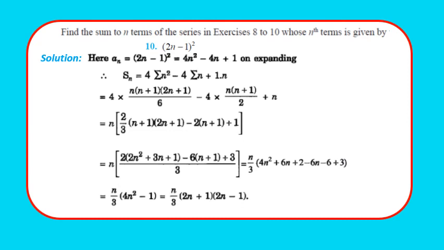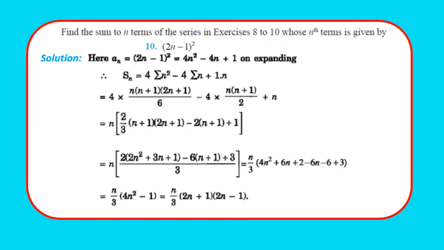Next we have question 10. Find the sum to n terms of the series (2n minus 1) whole square. Nth term is given. So an equals (2n minus 1) whole square, which is equal to 4n square minus 4n plus 1. So Sn will be equal to 4 into sigma n square minus 4 into sigma n plus 1 into n. If we add 1 n times, we get n.